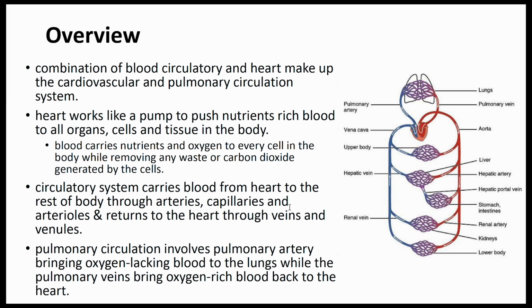The cardiovascular system consists of the heart and blood vessels working together to deliver oxygen and nutrients to cells, remove waste products and carbon dioxide, maintain body temperature, and distribute hormones and other essential substances.